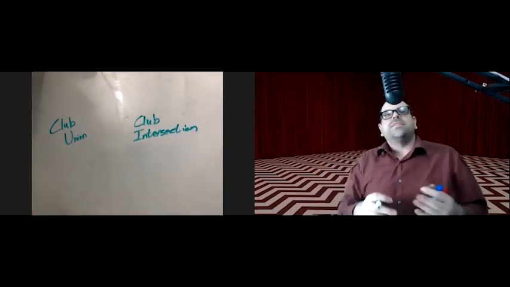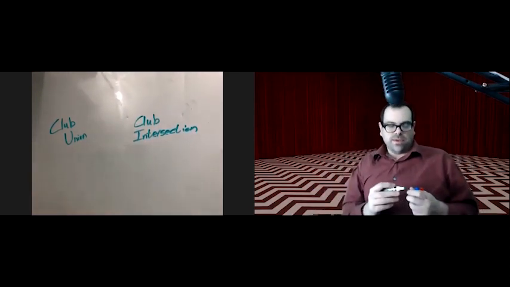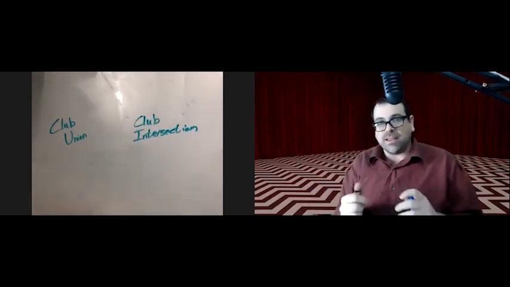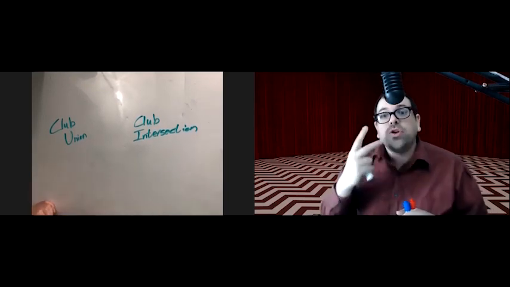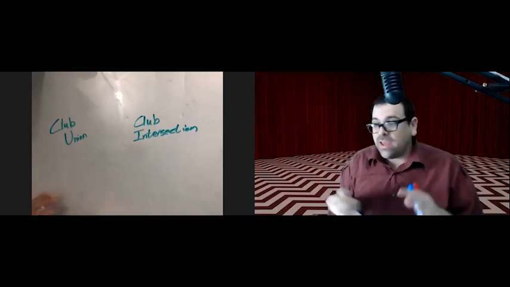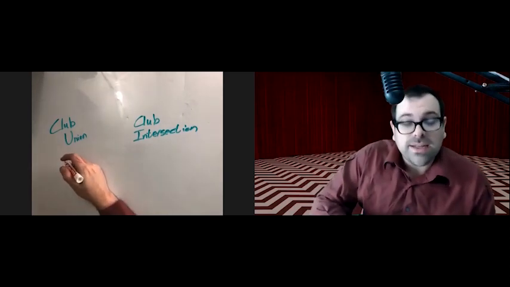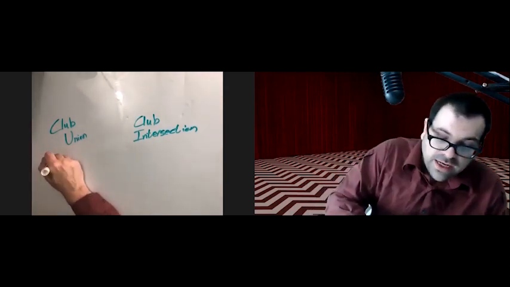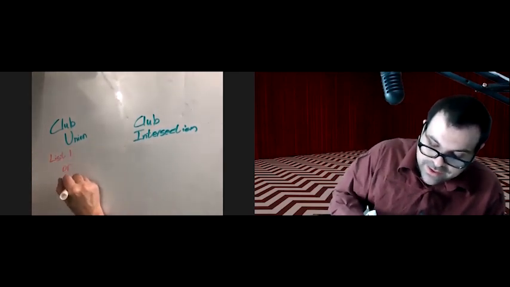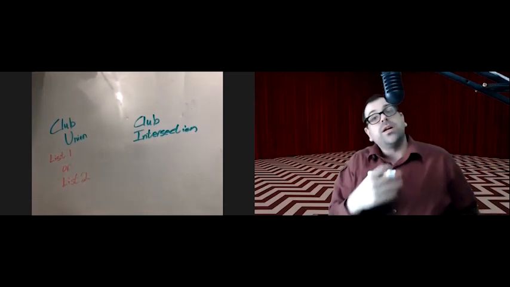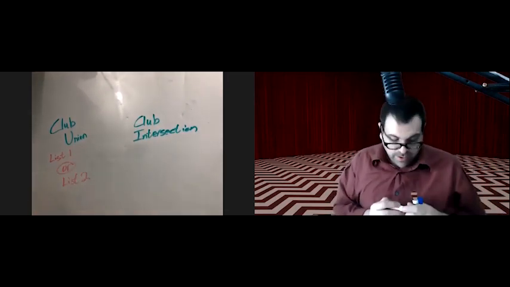The two new hottest clubs are Club Union and Club Intersection. Now, the thing that makes these clubs fancy is that there's not just one list at the door, there are 2 lists at the door. And each club has its own rules. To get into Club Union, you must be on list 1 or list 2. If you're on list 1 or list 2, you get in at Club Union.